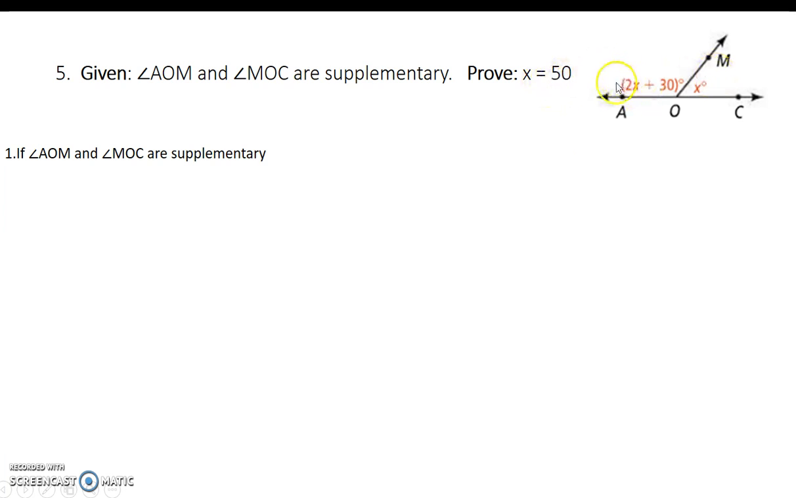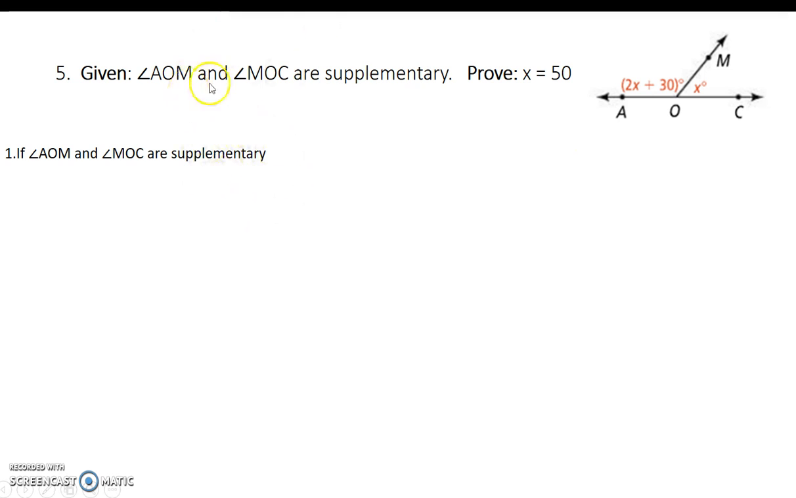Now, right now, you could just plug a 50 in for x there and figure out what the numbers are and add up together and see if they are supplementary. We're just going to try to explain it maybe a different way. Or maybe we say, we don't know what x is. We better figure that out. We have to find that it's 50. So we're going to try to connect this to some of the if-then statements that we've been looking at.